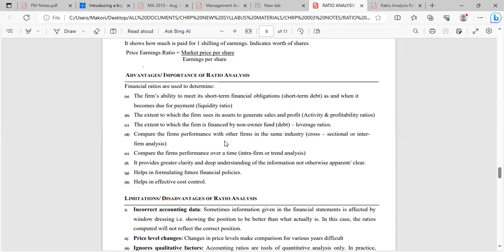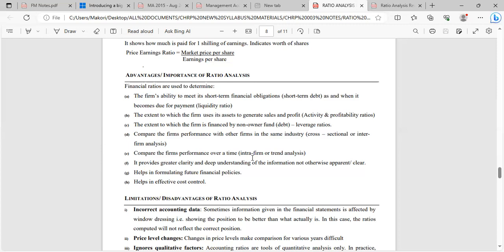To compare the firm's performance with other firms in the same industry, what we call cross-sectional. If you are a three-star hotel, you compare your performance with another three-star hotel by comparing your ratios. The performance of the firm over time is intra-firm. You compare within yourself. This year we made a profit of 10%. Last year it was 15%, so we have declined. So you are comparing within yourself, intra firm.